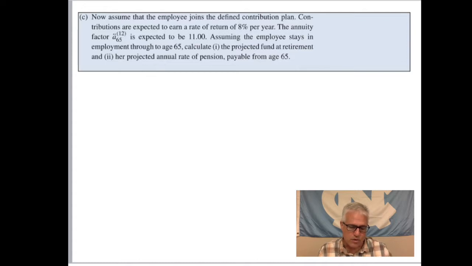Okay, and now we turn instead to the defined contribution plan. The employee decides, well, I'd rather just have the money in my account and let it accrue at the rate it will. And we're told contributions will accrue at a rate of 8% per year. And we're going to assume that the monthly annuity factor for a 65-year-old is 11. And we're going to assume the employee stays in employment, so we don't have to worry about survivorship. And we want to calculate the projected fund in the account at age 65.